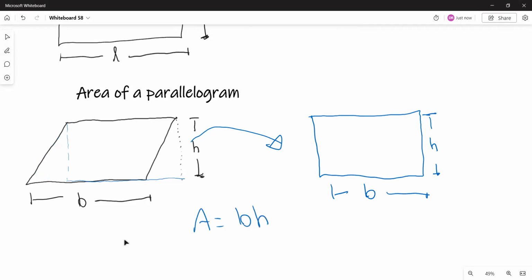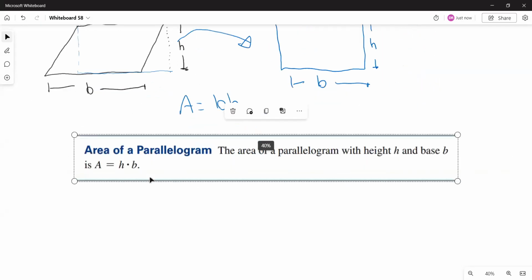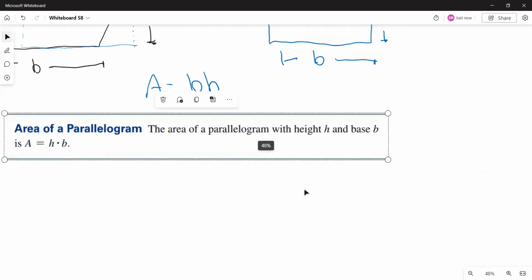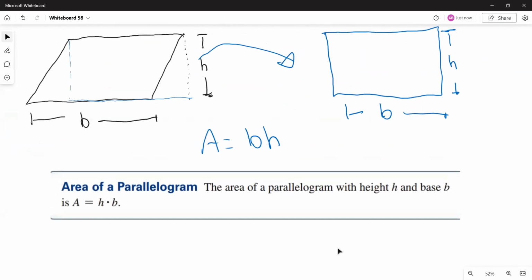So I'm going to copy the formula. The area of a parallelogram with height h and base b is h times b, is height times base, or base times height.